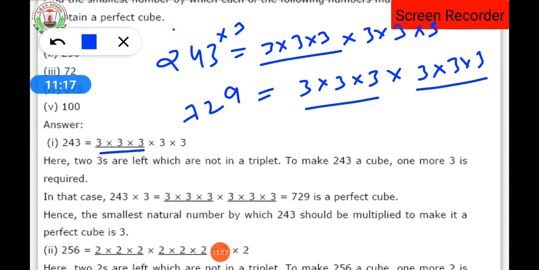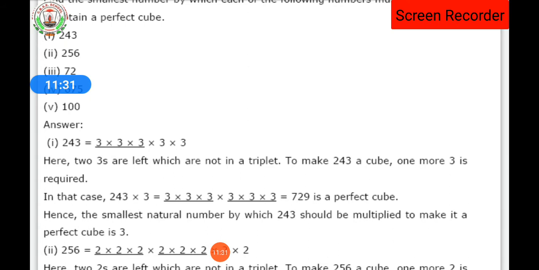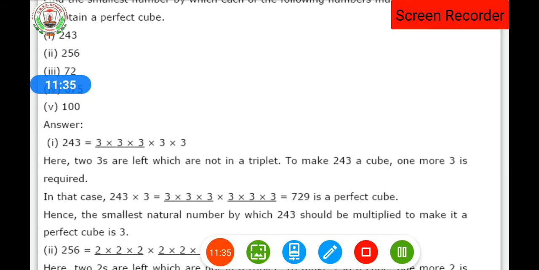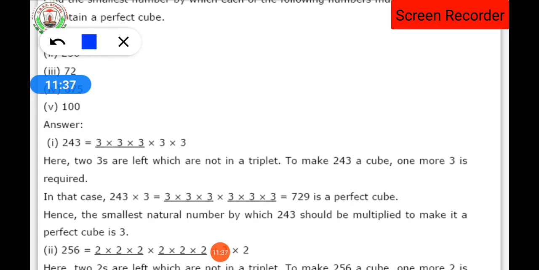The number which is unpaired, that number is not a perfect cube. To make it a perfect cube, the number which does not have a pair, that same number we have to multiply. So that number is the smallest number. As we can see here, 3 is not having the pair, isn't it? As 3 is not having the pair, hence we can say that 243 is not a perfect cube.